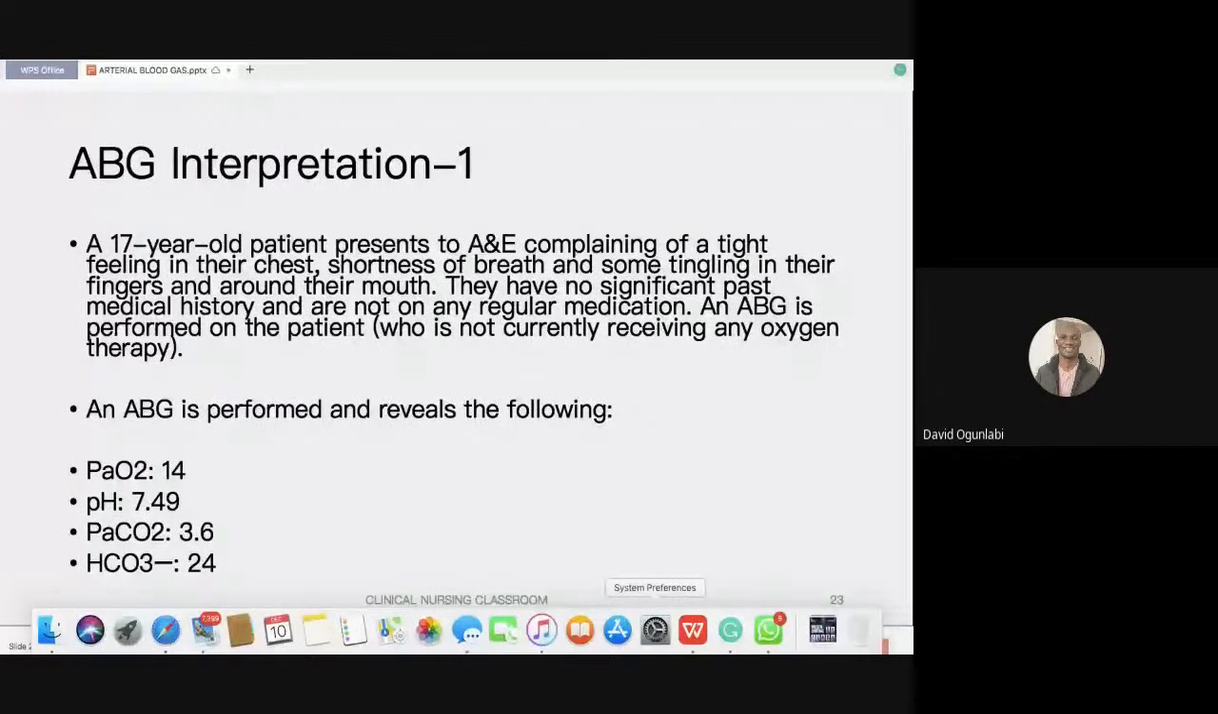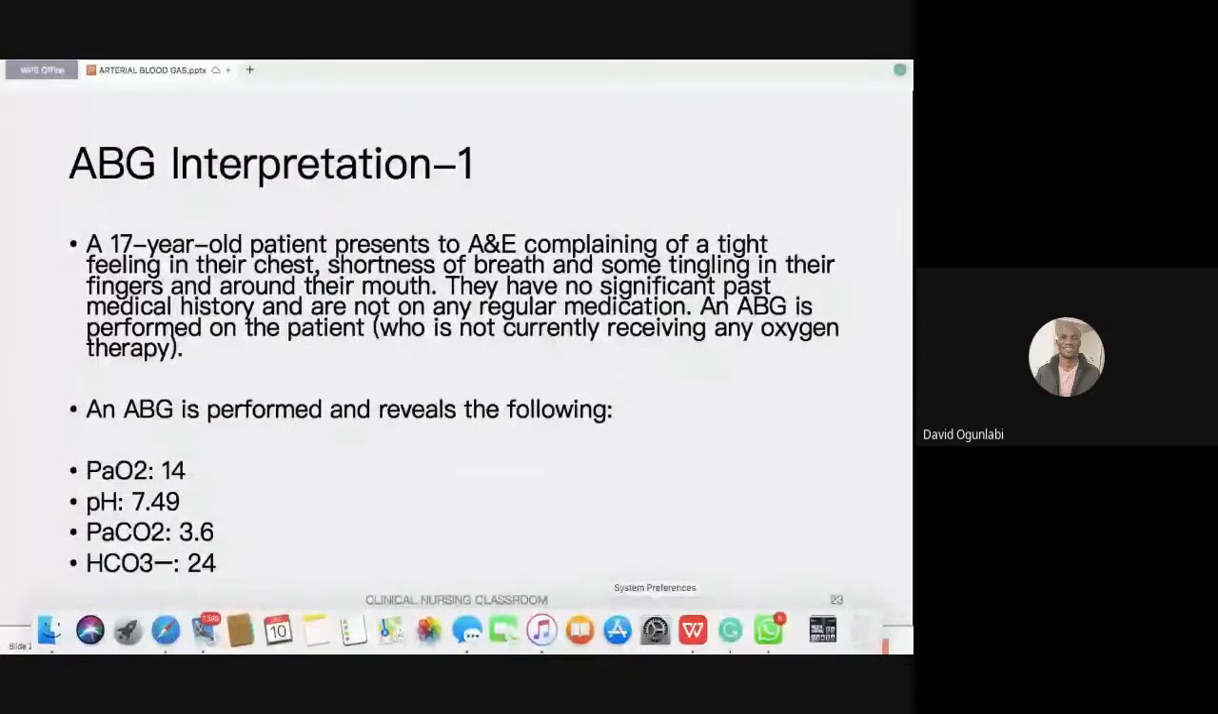Now, the PaCO2 of 3.6 is alkalosis. It's very simple because it is less than 4.7. Any PaCO2 less than 4.7, you say it is alkalosis. Any PaCO2 greater than 6, you say it is acidosis. So now we have said our PaCO2 is alkalosis, right? Now let's check our bicarbonate.